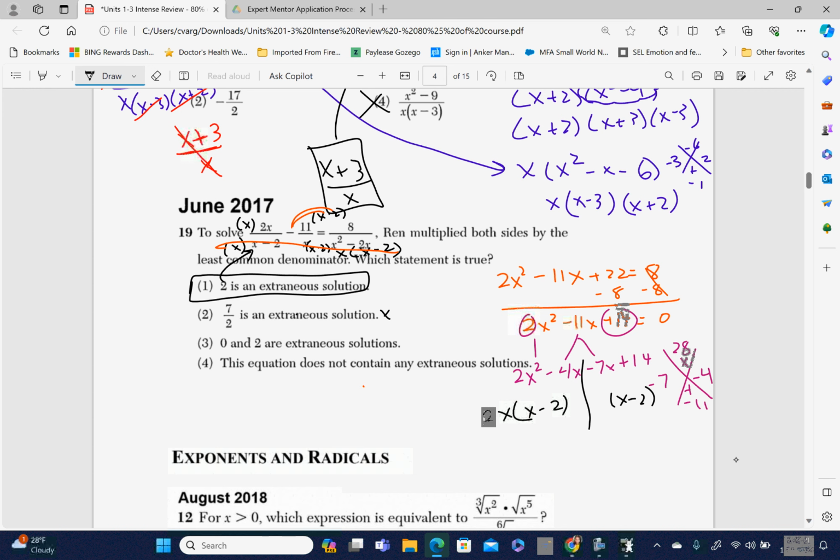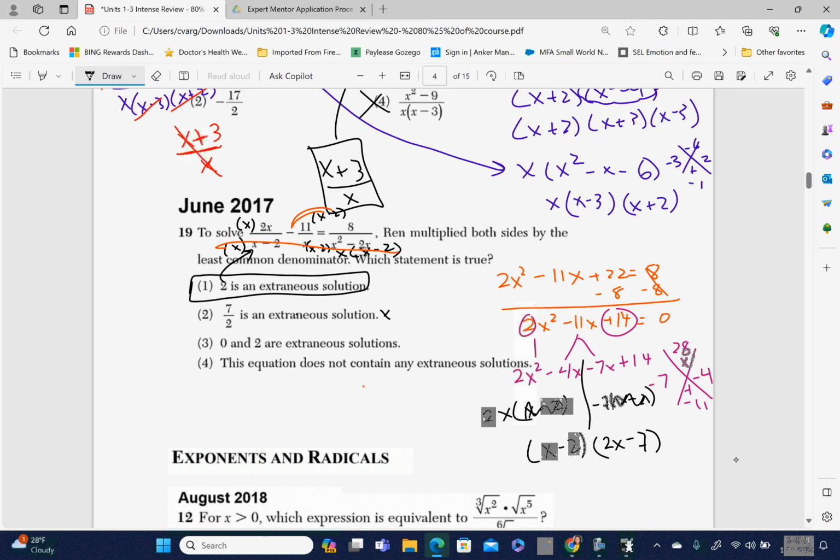Let's check that. 2x times x gives me 2x squared. 2x times negative 2 gives me negative 4x. So this is going to be a minus x minus 2 on this side, and a negative 7 out in front. Now I'm going to write down my x minus 2 and write down what's left. The x minus 2 comes out, I have a 2x left. The x minus 2 comes out, I have a negative 7.